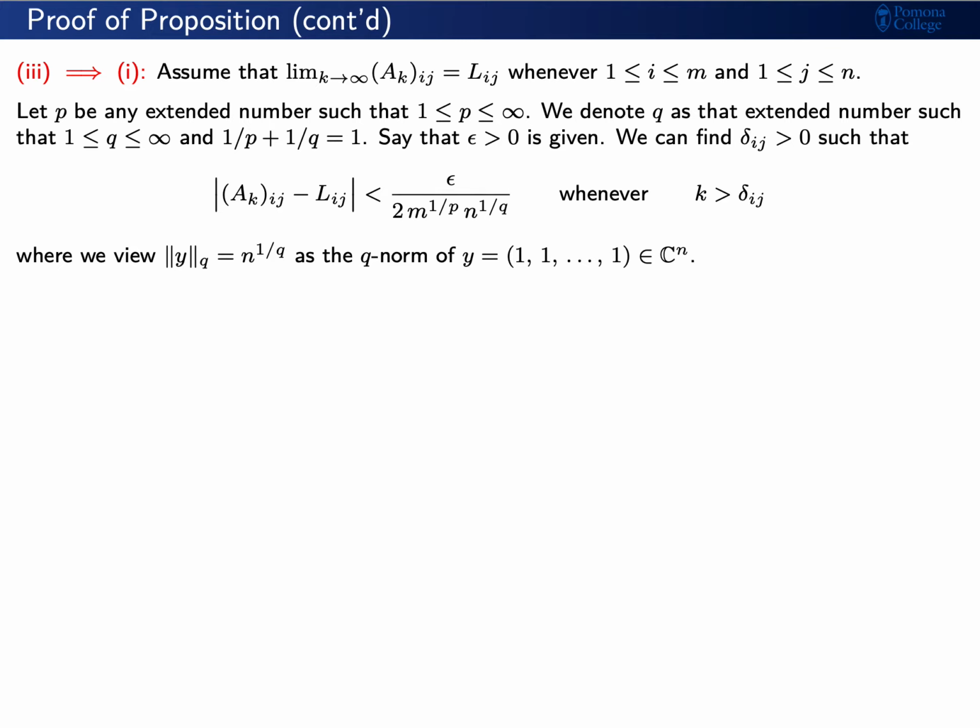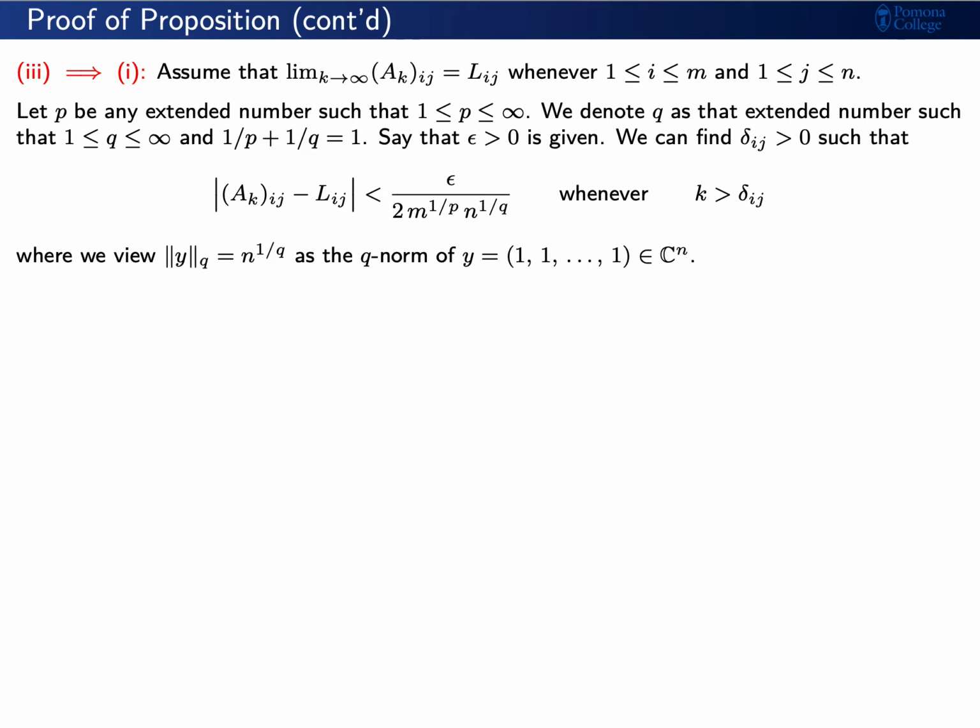Since we have these statements about these mn limits, we know that for each row i, column j, we can find a delta_ij, positive, such that the absolute value of a_k,ij minus l_ij should be less than this funny looking symbol here on the screen.